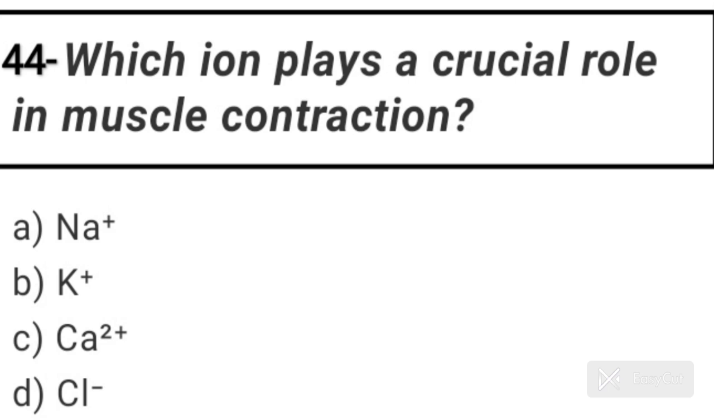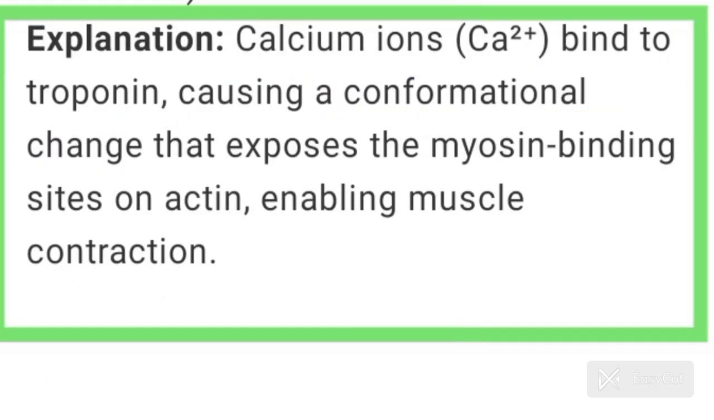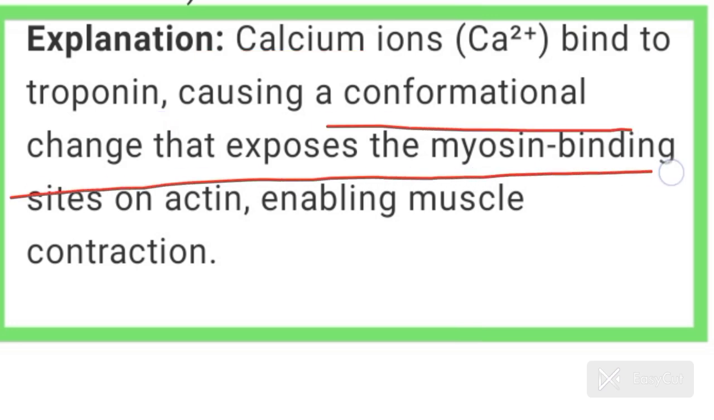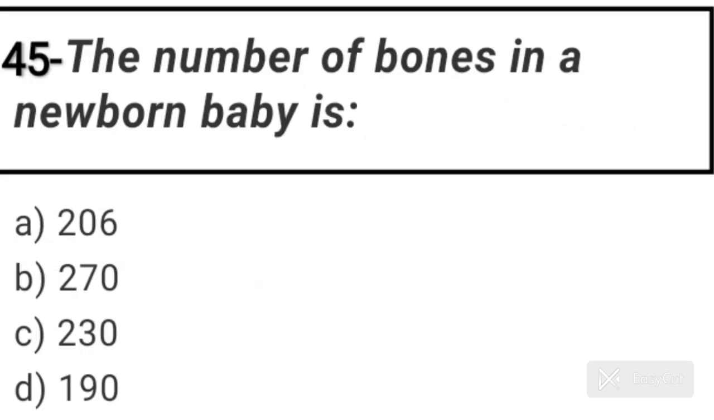Question number 44. Which ion plays a crucial role in muscle contraction? So option C is correct for question number 44. Calcium ion plays a crucial role in muscle contraction. Calcium ion binds to troponin, causing a conformational change that exposes the myosin binding sites on actin, enabling muscle contraction.